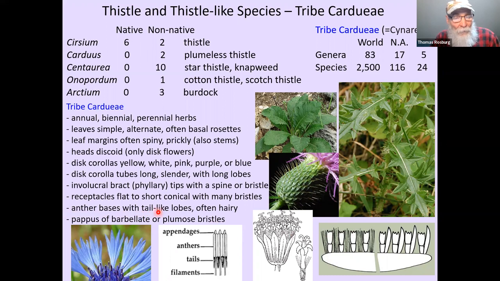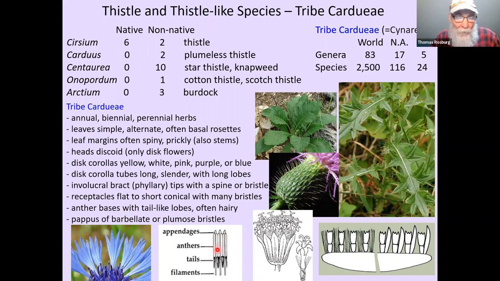Anther bases have tail-like lobes. A lot of the anthers in Asteraceae have these little appendages right here, these little pointed structures at the top, but not all of the Asteraceae have these little tails. And so these tails are a pretty good characteristic for this tribe. These little dark colored structures are pointing downward. The anthers are right in here. Again, there's three of them shown here. There'd be two more on the other side.